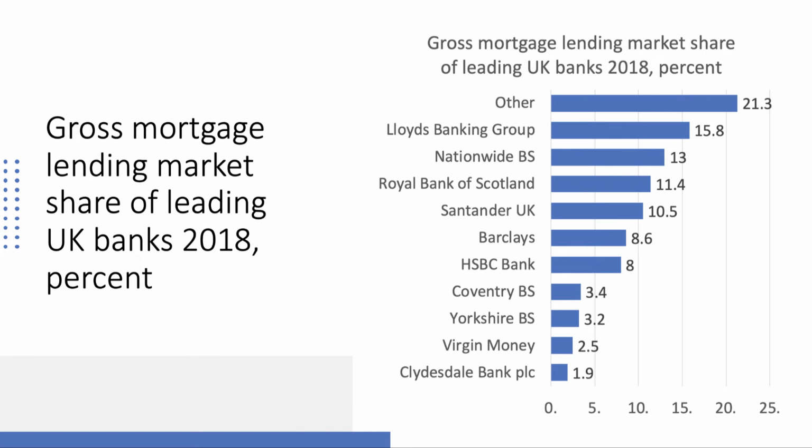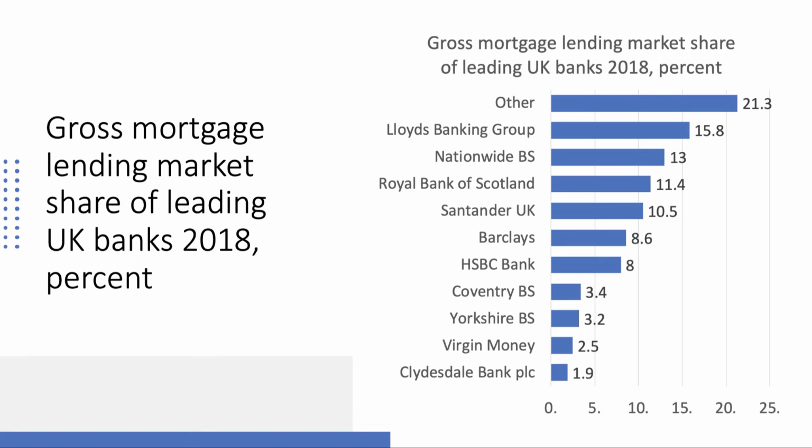So this chart shows the gross market share of mortgage lending in the UK in 2018. And you can see that Lloyds Bank was the biggest single mortgage lender in the UK with a nearly 16% market share. Nationwide, Britain's biggest building society, 13%. RBS, Santander, of course, Spanish bank, doing well in the UK on 10%. So you can see this is quite a highly concentrated market.